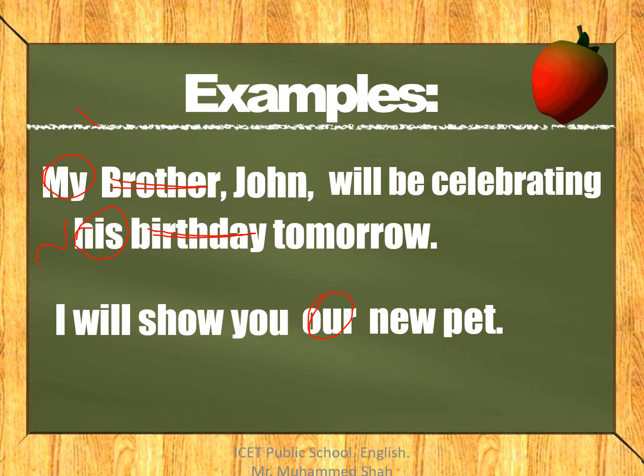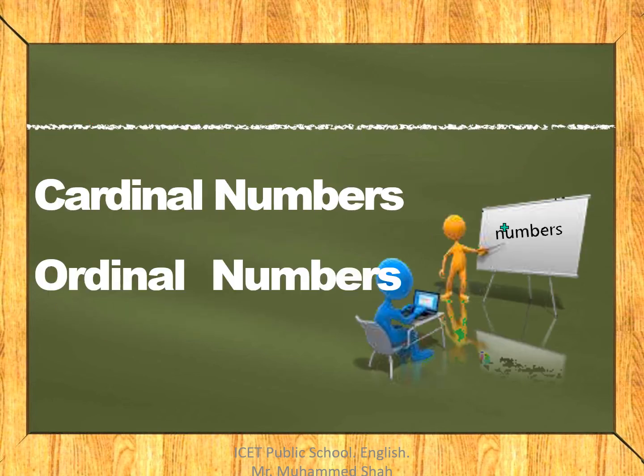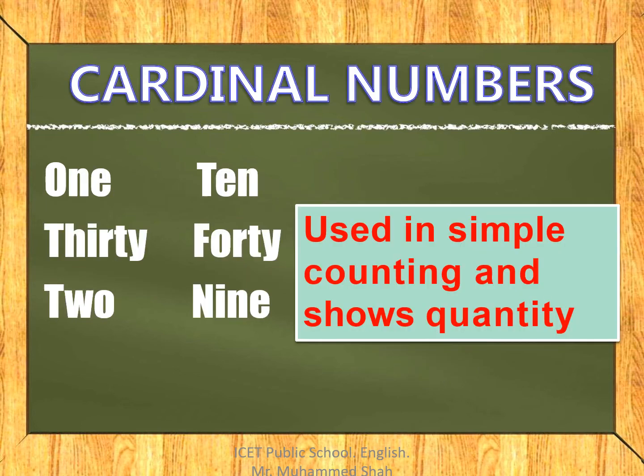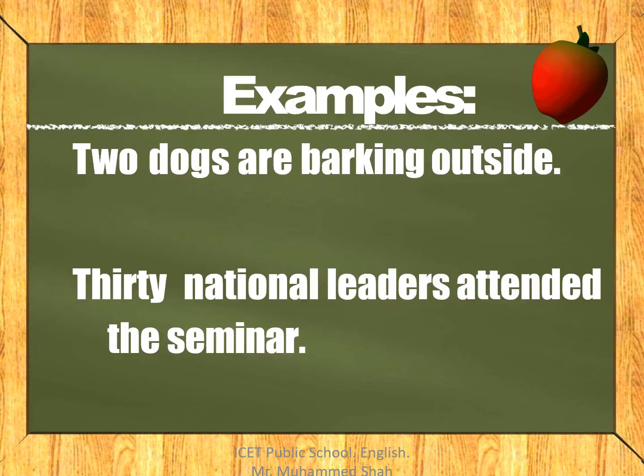And the next, cardinal numbers and ordinal numbers. Both are determiners. I have told you that when we place a cardinal number or an ordinal number in front of a noun, it is considered a determiner. Cardinal numbers are these: 1, 30, 2, 10, 49, used in simple counting and showing quantity. 1, 2, 3, 4, 5. All these numbers are cardinal numbers.